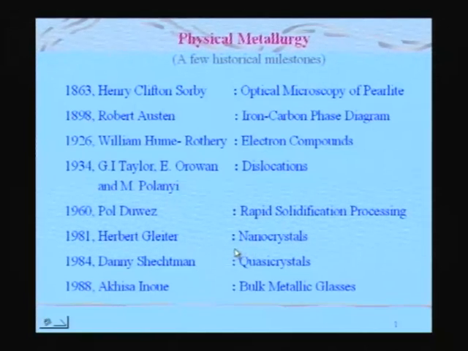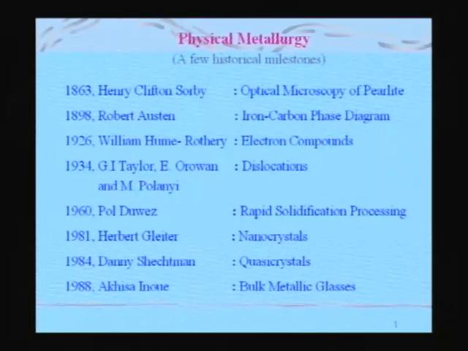And then in 1981 the nanocrystals came into the picture, Gleiter in Germany, we talked about it before, and in 1984 Shechtman saw a new type of diffraction pattern. We will talk about it a little later in greater detail, and that is the birth of a new class of solids called quasicrystals. So, that is 1984, Dan Shechtman, we will say.